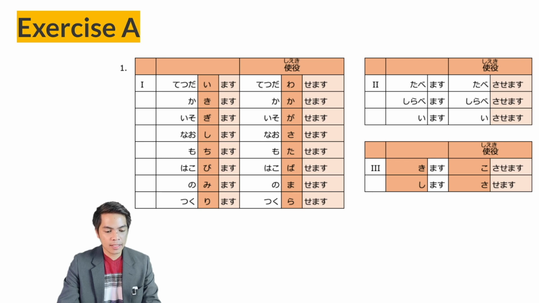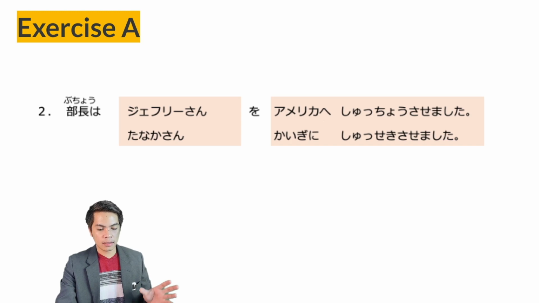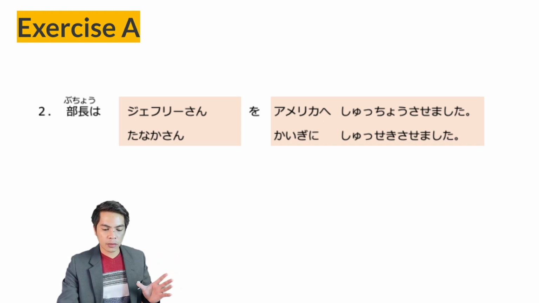Now let's read Lesson 48, Exercise A. Number 2. 部長はジェフリーさんをアメリカへ出張させました。So 部長は、ジェフリーさんを, so make ジェフリーさん, アメリカへ出張させました。Make ジェフリーさん go on a business trip to America. So you already know the verb 出張します。出張します means to go on a business trip.